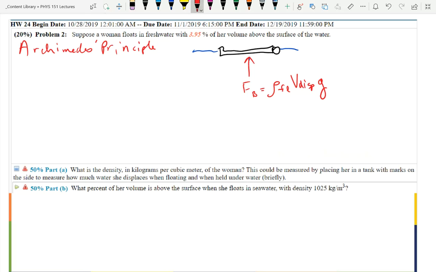What else is acting on the person? The force of gravity. Force of gravity equals mg. But now that we're doing things with fluids, instead of putting m, what do we often use? Yes, rho times volume. So that's equal to density times volume. And this is not the volume displaced. This is the volume of the person. And the density of the person times G.